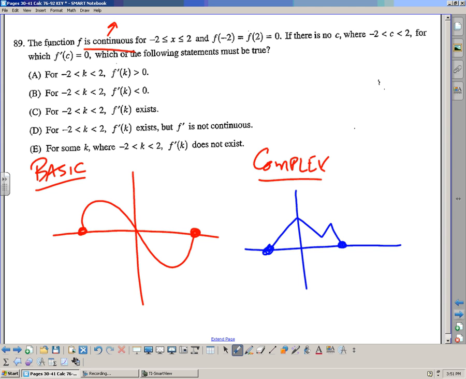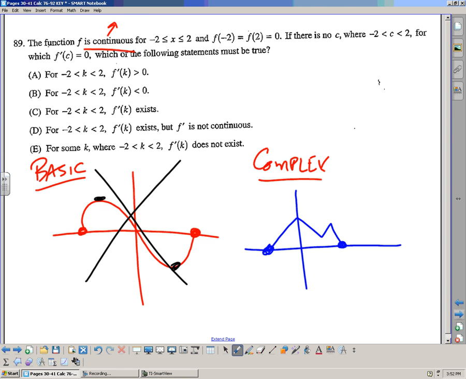Okay? And then it says if there is no c value between negative 2 and 2 for which f prime of c is equal to 0, which of the statements must be true? They're saying there is no place where the derivative is 0. My basic graph has 2 places where the derivative is 0. So I'm killing the basic graph. This is no good. I'm going to look at my more complex graph and see if that'll help us.